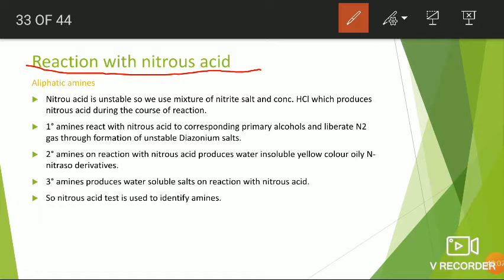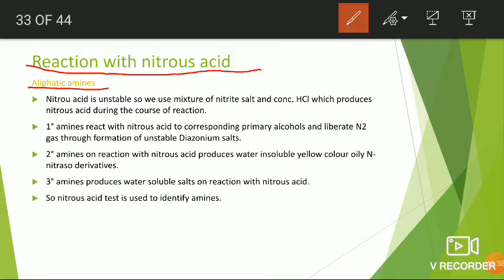Generally, in most cases, sodium nitrite and concentrated HCl solution are used for in situ generation of nitrous acid. This nitrous acid undergoes reaction with reactant molecules. Here the reactant molecules are generally amines. Amines are generally of two types, so we have to observe the reaction of nitrous acid with aliphatic primary amines.